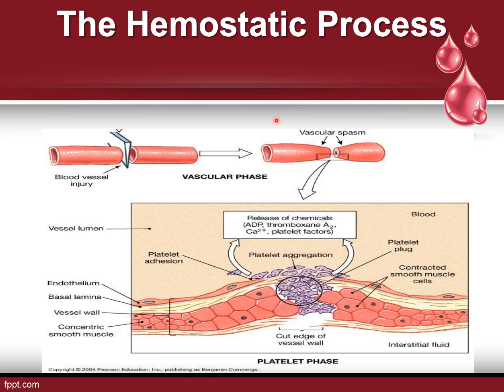Here is another cartoon to simplify the hemostatic process. It all starts with a blood vessel injury. At the vascular phase, we will see a vascular spasm, and then we go inside the vessel lumen, where we have the platelet plug formation. Usually platelets are activated by chemicals released from the injury site and by contact with underlying collagen. The platelets become spiked and stick to each other at the wound site, creating platelet aggregation and forming the platelet plug.